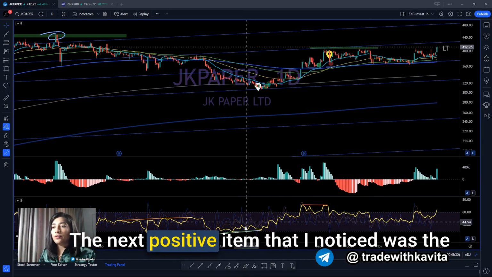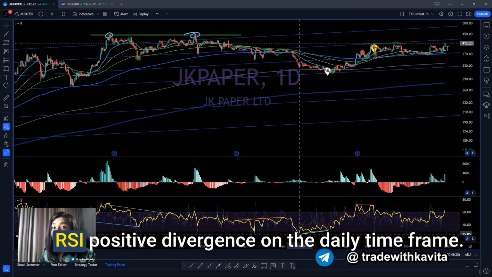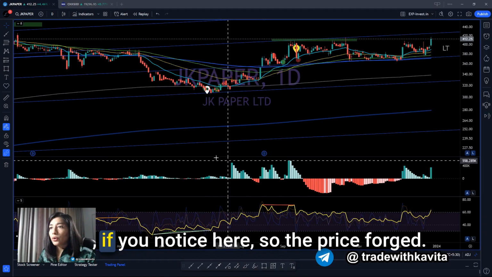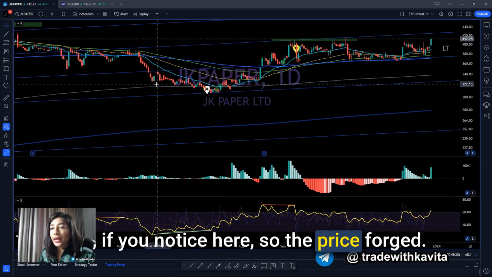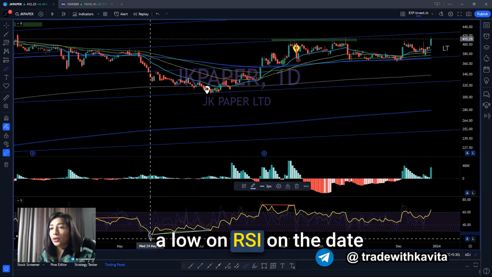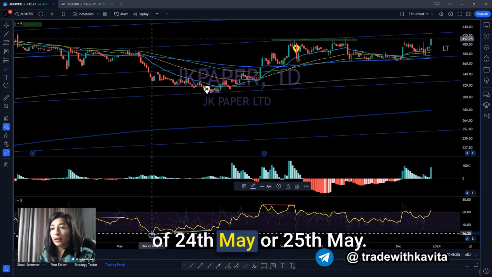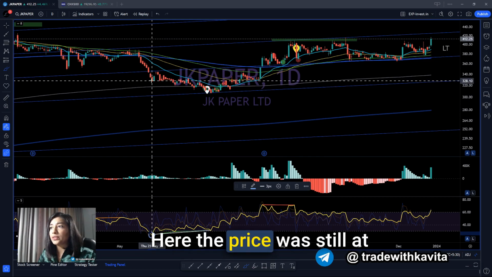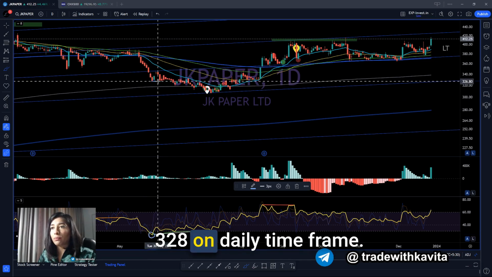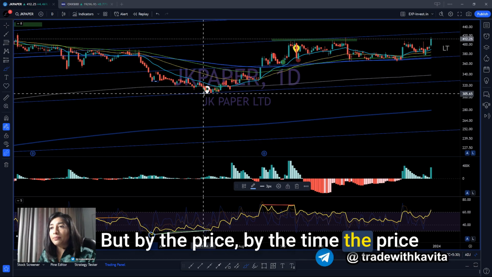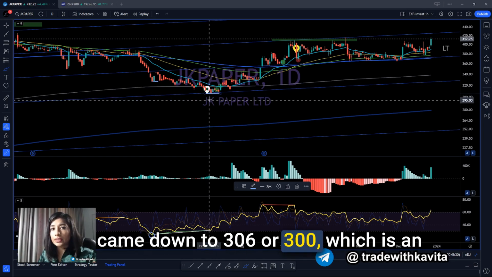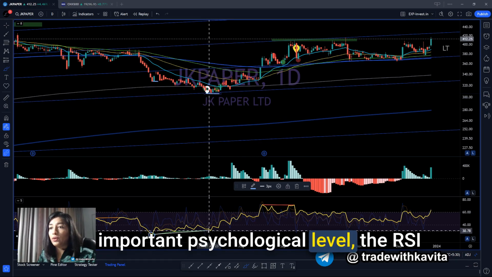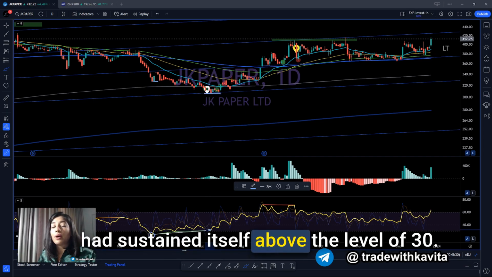The next positive item that I noticed was the RSI positive divergence on the daily time frame. If you notice here, the price forged a low on the date of 24th May or 25th May. Here, the price was still at 328 on the daily time frame. But by the time the price came down to 300, which is an important psychological level, the RSI had sustained itself above the level of 50.